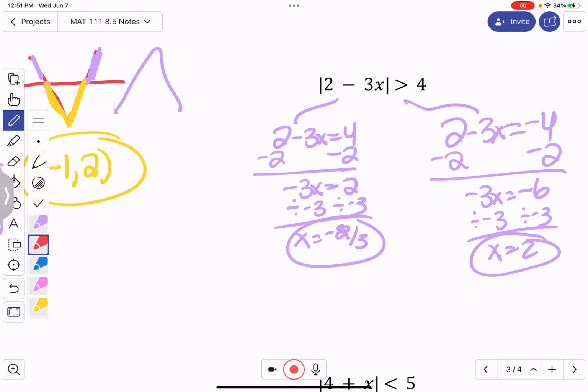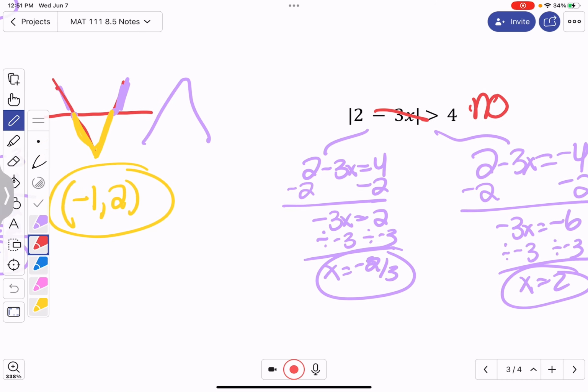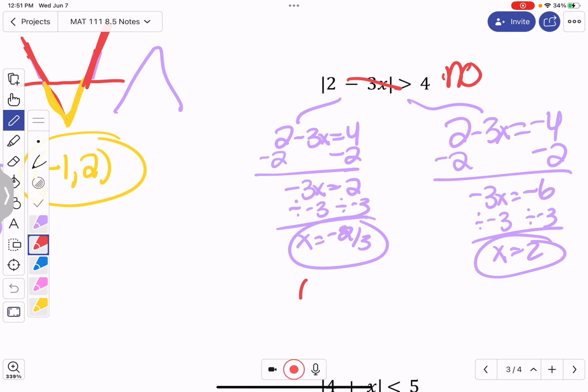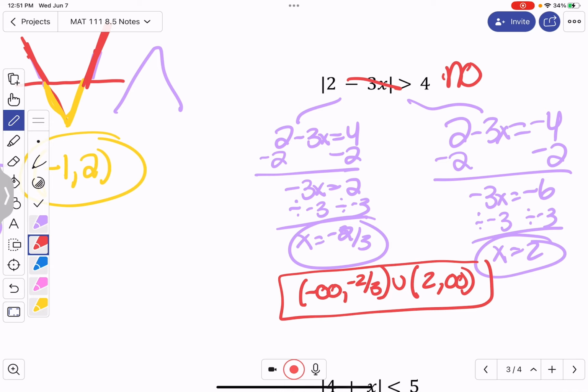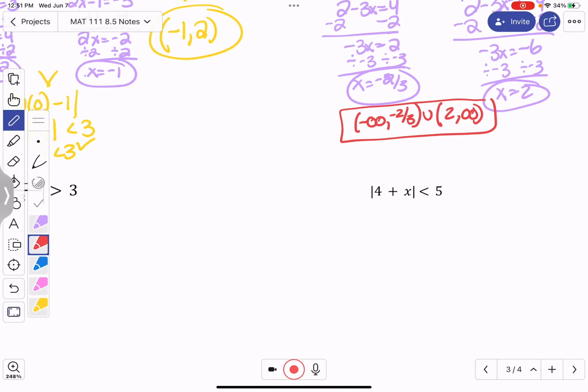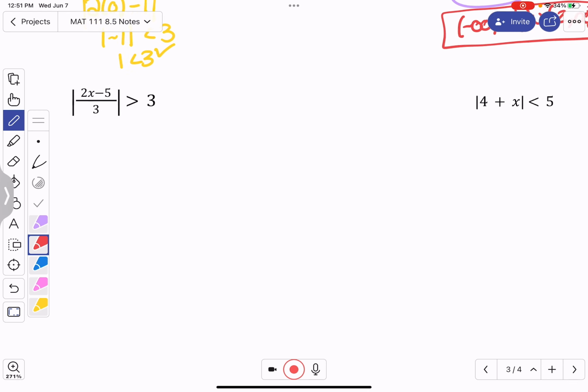Let's test 0 again. If I plug 0 in, is 2 greater than 4? No. So since our test point doesn't work, that means we're talking about these pieces, the two pieces outside of our test points. So we write that as two intervals. Negative infinity to the smaller point, and then the bigger point to infinity. That's how we get our two parentheses. So I would recommend pausing the video and trying these two and checking in and seeing how you do.